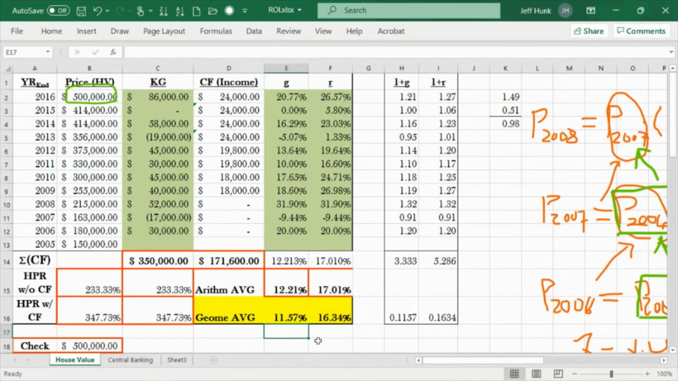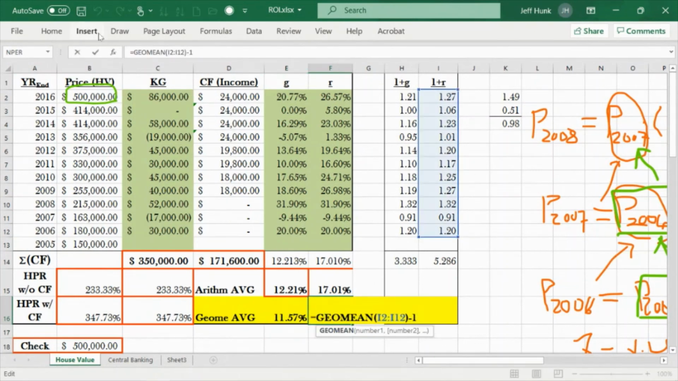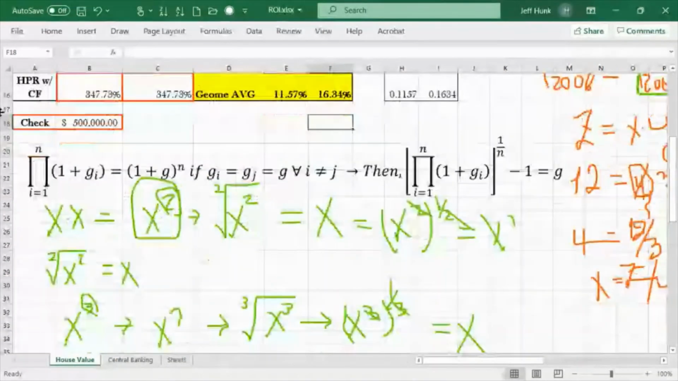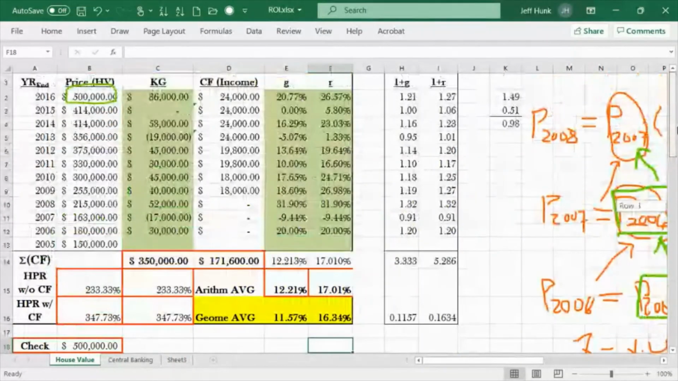So this is the geometric average. I could have done the same thing, but I used the geometric mean. It's not a formula, it's a command in Excel. Excel has GEOMEAN, and in that case you will have to use this 1 plus r. If I also use the GEOMEAN command, then I will have to use this. That's the idea behind it.